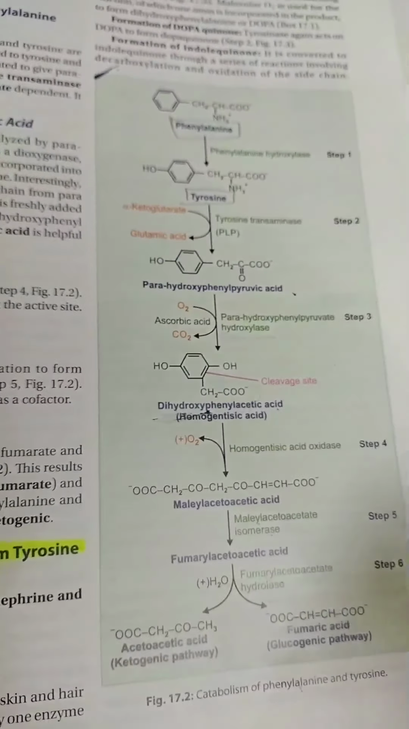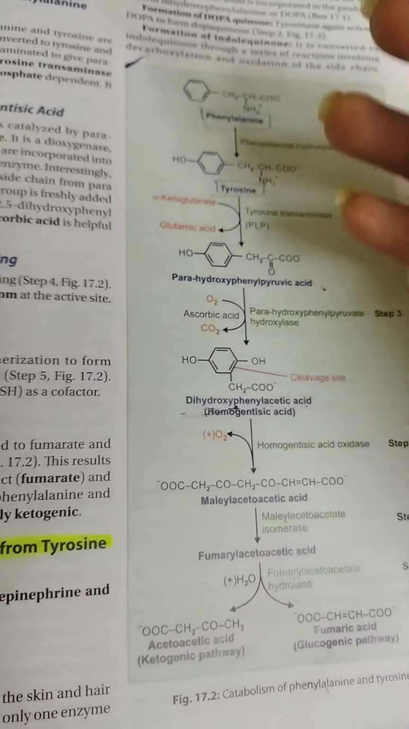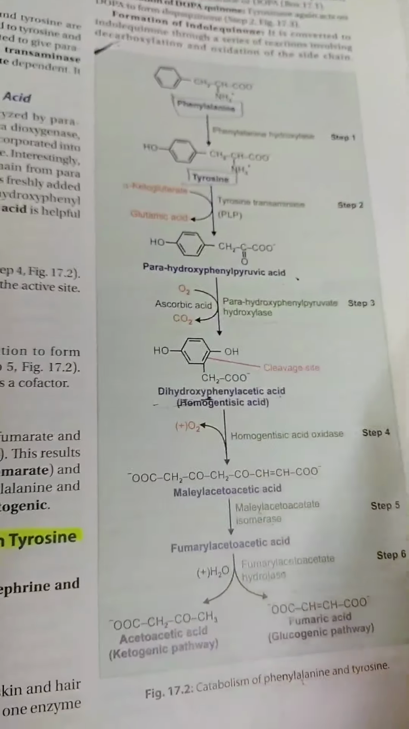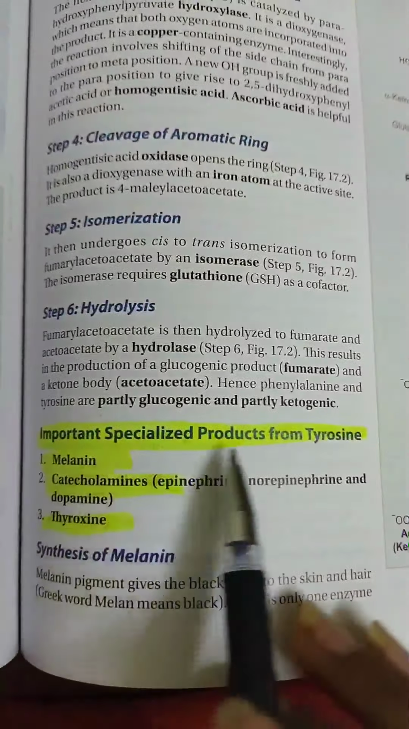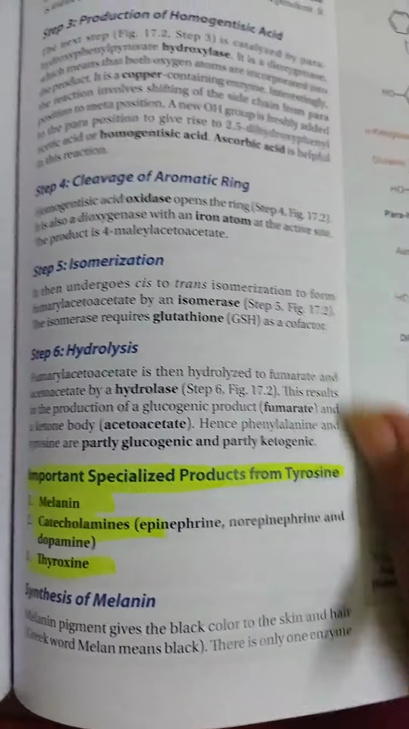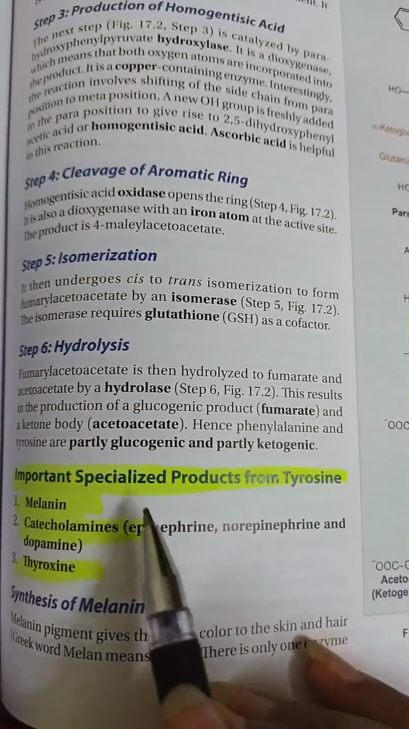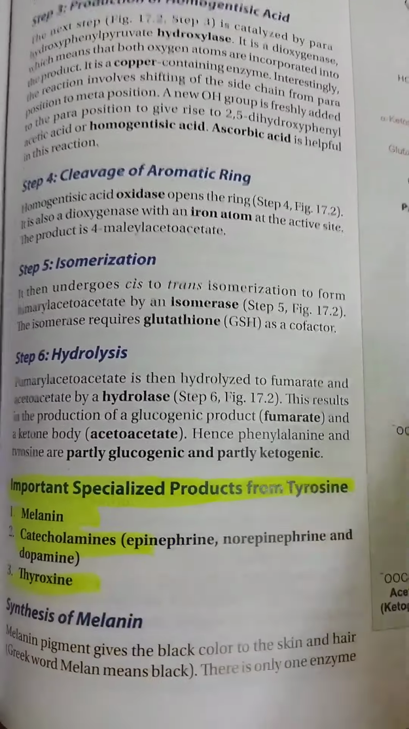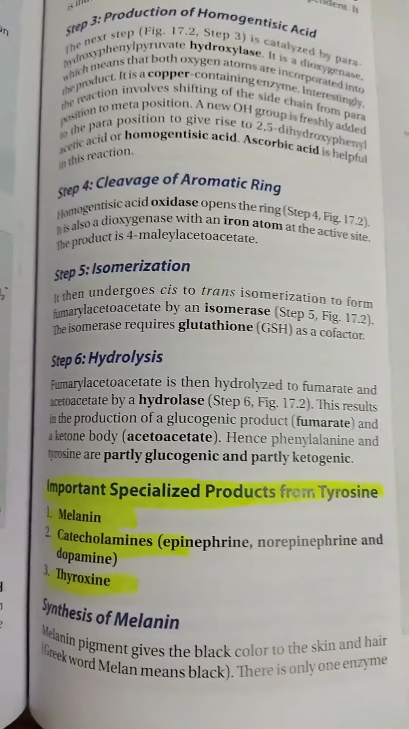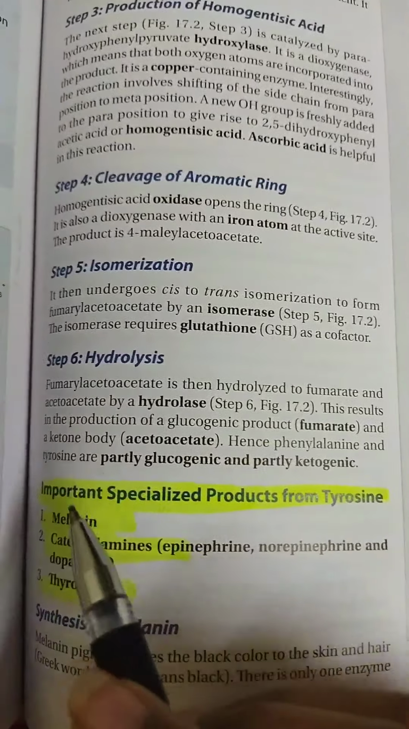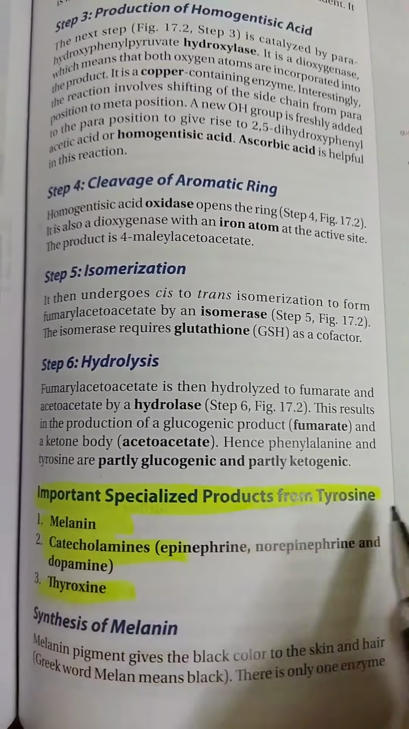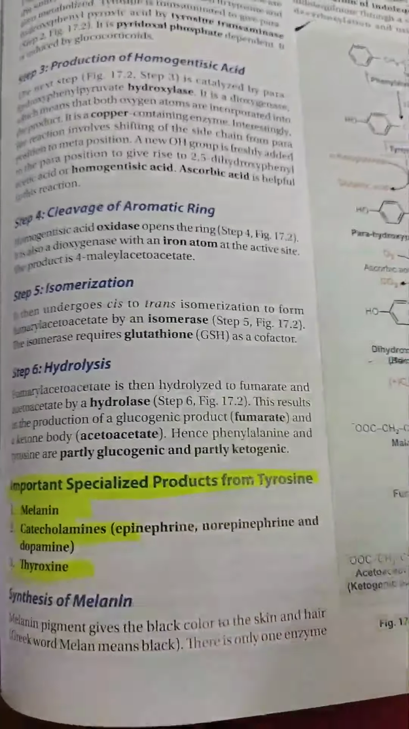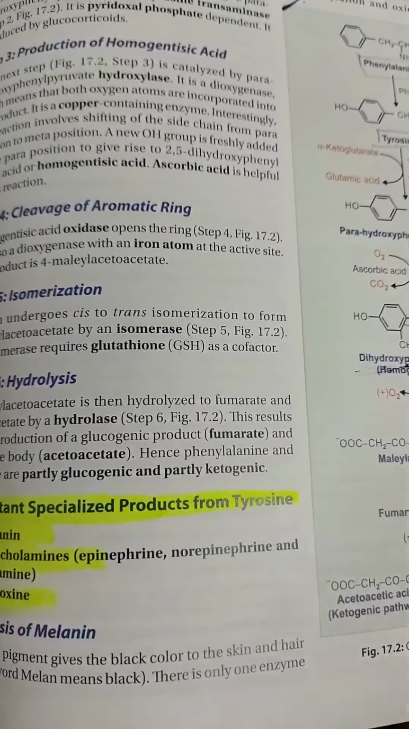We have talked about the aromatic amino acids. The first aromatic amino acids are tyrosine as well as phenylalanine. This is how the catabolism takes place. There are also important products formed from tyrosine. What are the important products? Melanin, catecholamines, and thyroxine. They all take different reactions. Melanin, catecholamines, and thyroxine are all produced from tyrosine. They have separate, different reactions. We will see them in a later video.